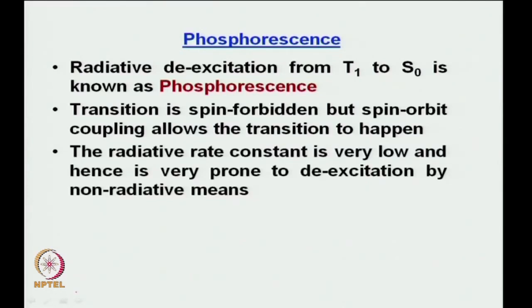The radiative rate constant is very low. Remember, it is forbidden, right? So the radiative rate constant is low, and hence it is very prone to de-excitation by non-radiative means. Now try to understand the significance of this. We just said that a fluorescence lifetime is on the order of nanoseconds, around 10 to the minus 9 seconds. Now let me tell you, if you remember the table which we had discussed last time, the phosphorescence lifetime is on the order of microseconds or so above.